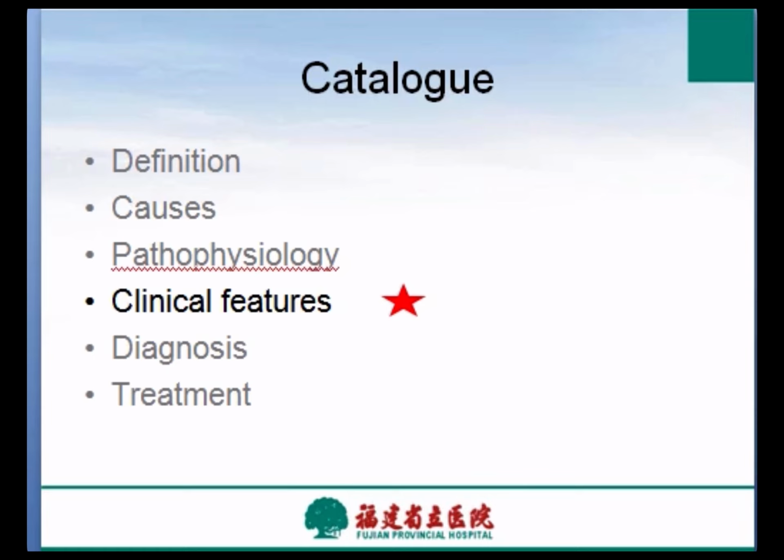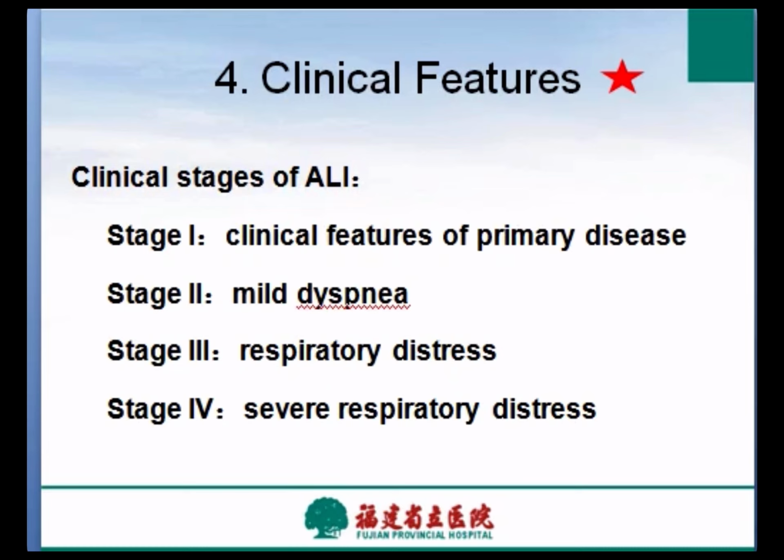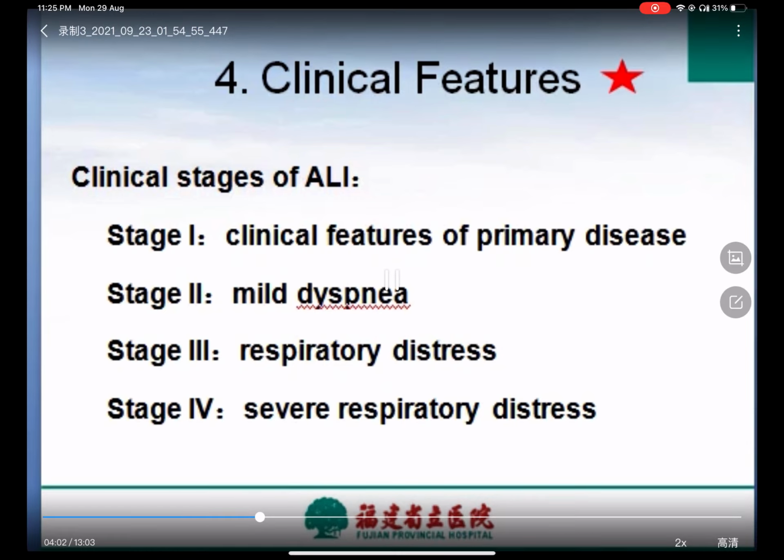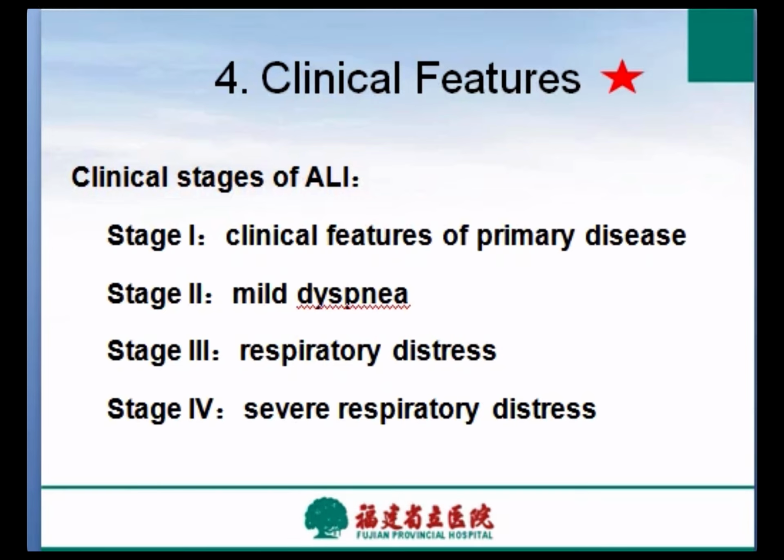First, let's study the clinical manifestation of the disease. The clinical manifestation of acute lung injury can be divided into four stages. In stage 1, the patient has only symptoms of the original disease. At this stage, if the primary disease is not treated effectively, it will develop to mild dyspnea and even respiratory distress. And with the development of this disease, it will eventually develop to severe respiratory distress. And in this stage, the treatment is not only very long, but also ineffective.